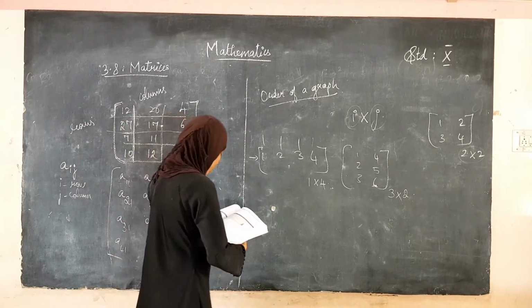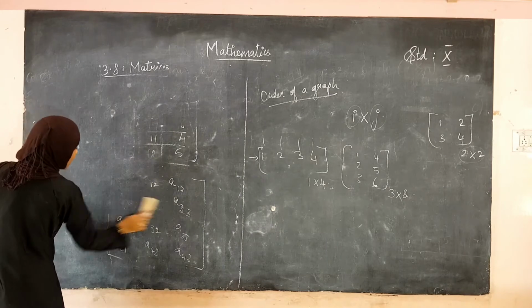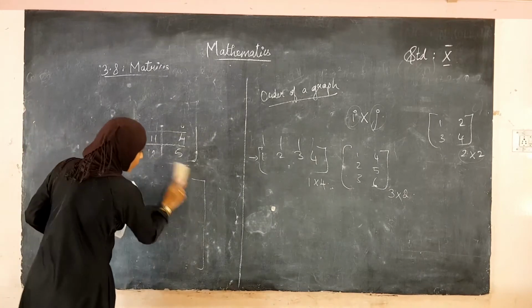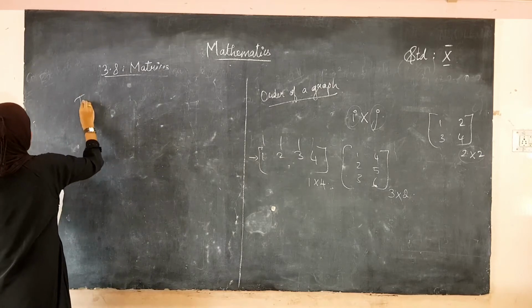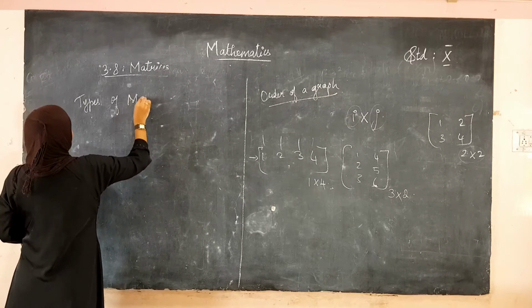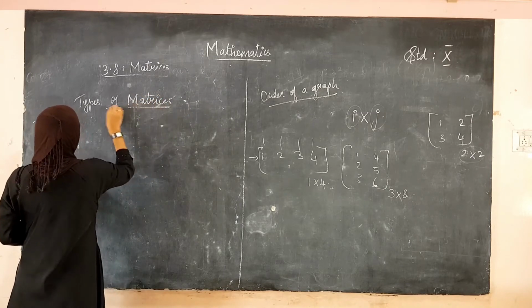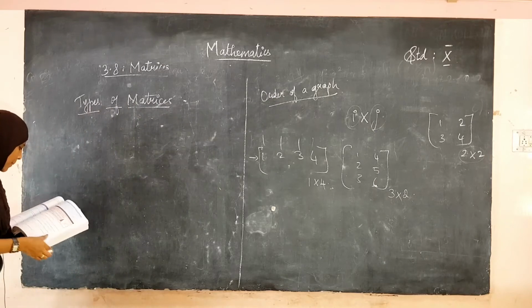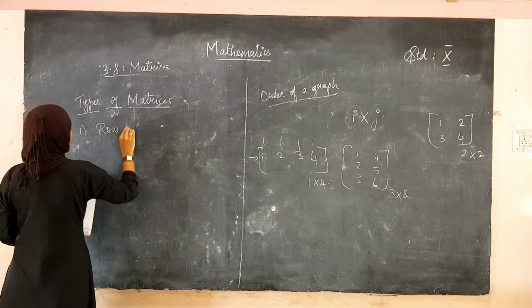Now let us see the types of matrices. There are many types of matrices. Let us see what the types of matrices are. The first one is the row matrix.